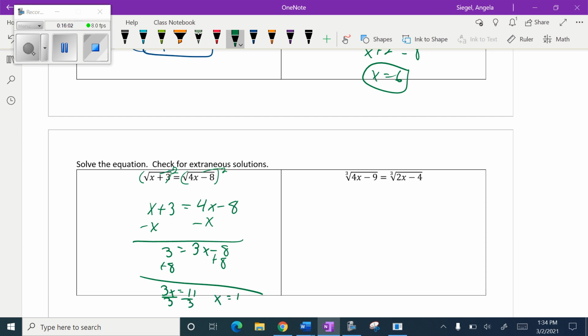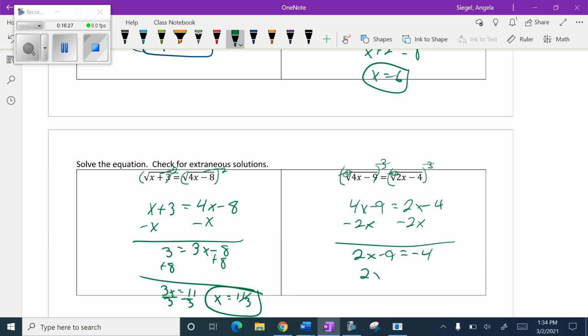So x equals 11/3. Even though this is a cubed root, these look really scary also, but they're not. We're just going to take it and then do it to the 3rd power. So again, these cancel. I'm left with 4x minus 9 equals 2x minus 4. I'll subtract that 2x from both sides. 2x minus 9 equals -4. Add 9. I get 5. Divide by 2. X equals 5/2.